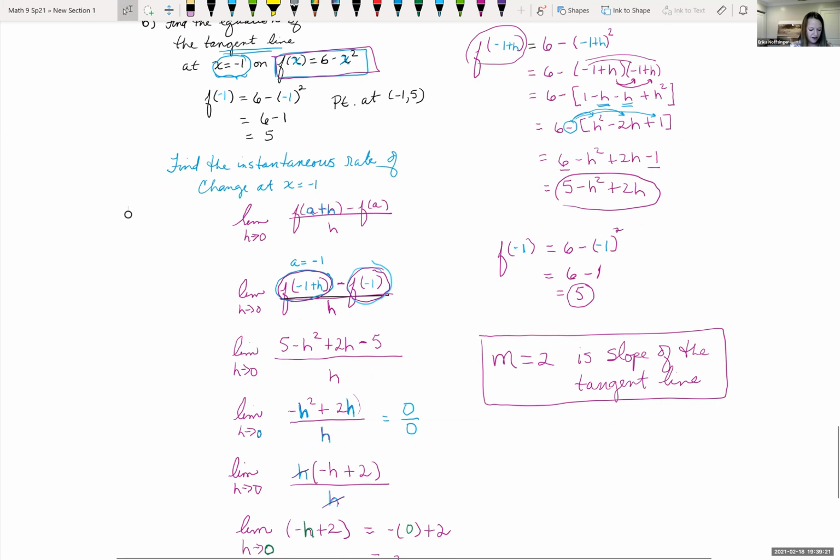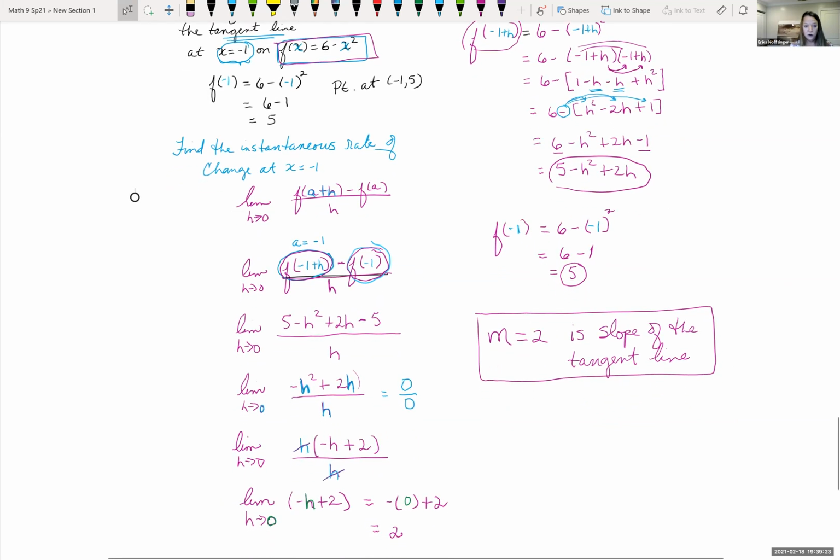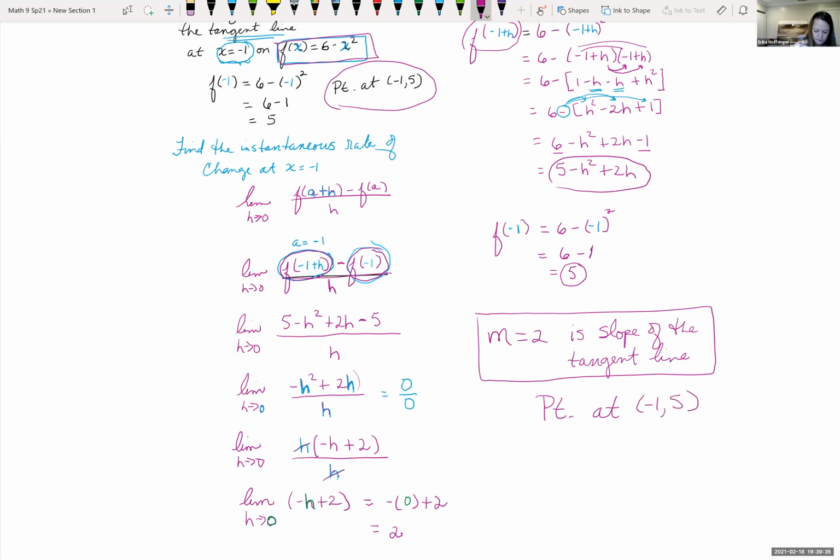Well, remember, we already found that point. We knew when x is negative 1, our y value is 5. So we have a point at negative 1, 5. So it's up to you how you want to find that equation of the line. You can use your point slope formula, or I prefer, again, the y equals mx plus b.